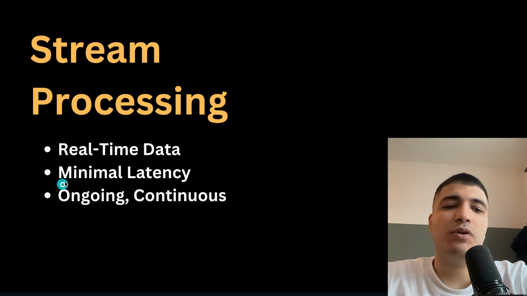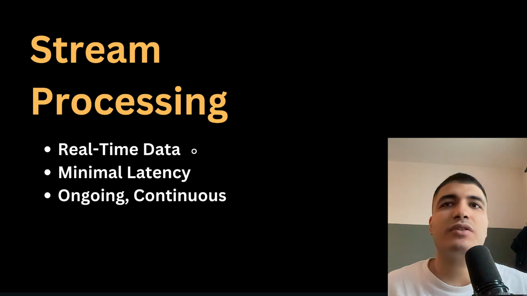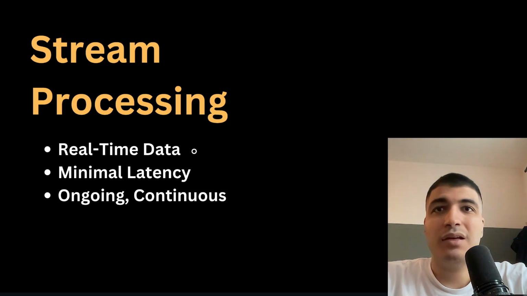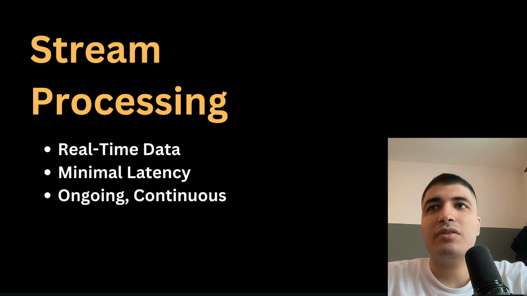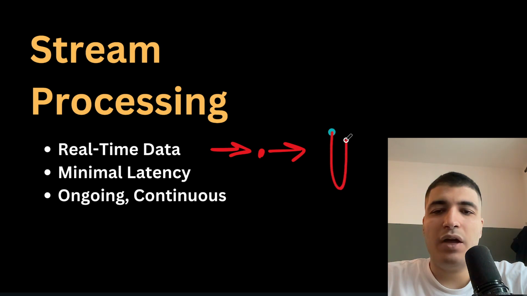The key points to understand: first, it's real time. Real-time data processes events or records within milliseconds or seconds. Number two, minimal latency, ideal for applications needing immediate responses like alerting or dashboards. Number three, it's ongoing and continuous. Data flows like a steady stream, and the system updates the results on the fly. So basically, it's pretty simple to understand. When the data arrives, it goes directly to the user, so they can use it.